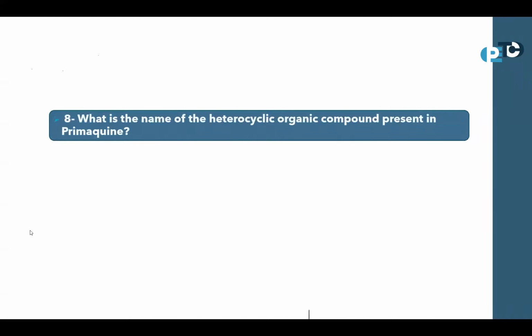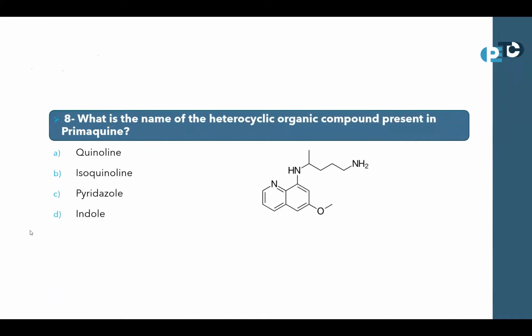Let us see a question related to the structures or the chemistry. What is the name of the heterocyclic organic compound present in primacaine? The main nucleus of this structure. What is the main nucleus and what is the nomenclature of this nucleus, this heterocyclic compound or ring? Here the ring is two rings fused together. One of them is a six-member ring containing nitrogen and the other is a benzene ring. When we have this ring, what do we call it? Let me draw it another way.